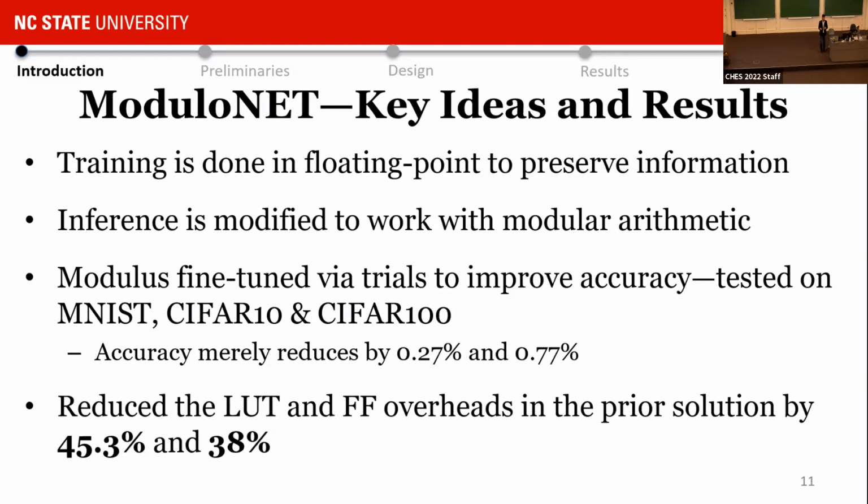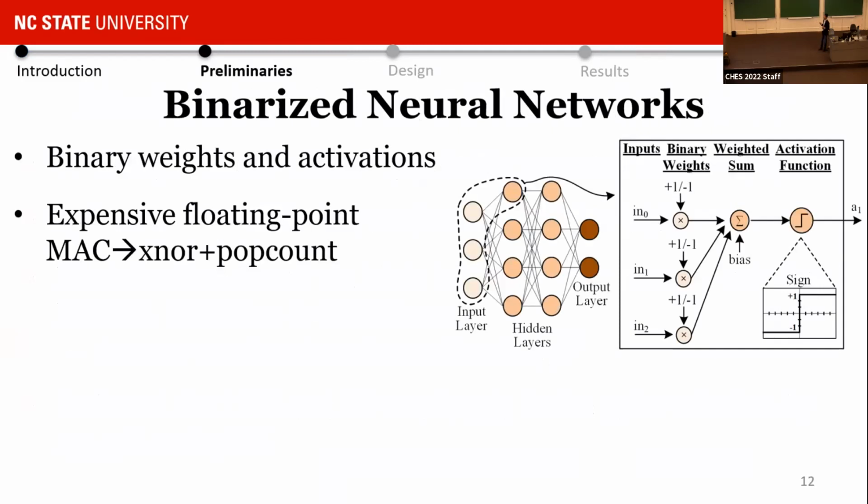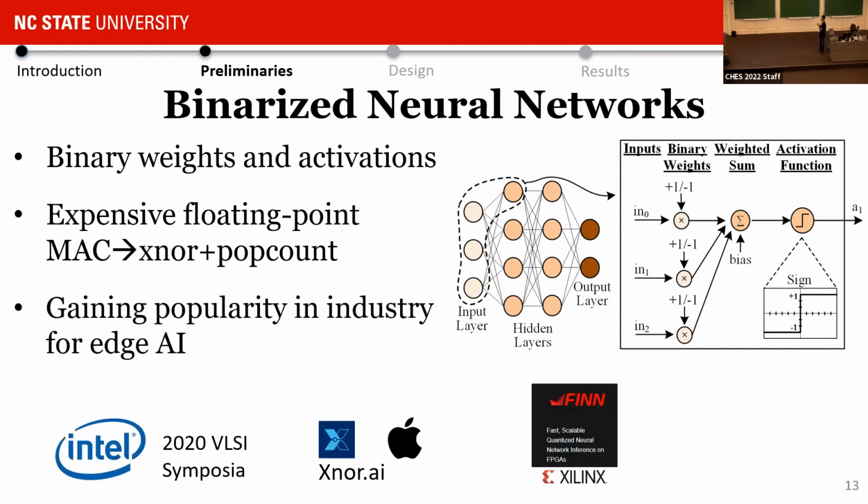Now, before going into the details, I'd like to briefly touch upon some of the specific preliminaries, specifically binarized neural networks, which is what we target for this work. These are special neural networks which have the weights and activations binarized to be only +1 or -1, and that enables very, very efficient hardware implementations because the computationally intensive floating point operations are just converted to bit level operations like XNOR and popcount. And these have been recently gaining a lot of popularity even in industry. And thus we believe that this is a good starting point for research on side channel countermeasures for machine learning.